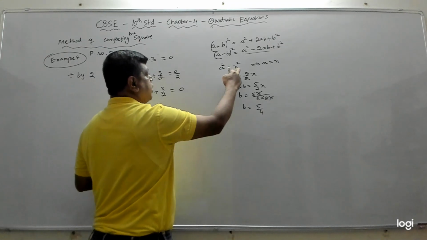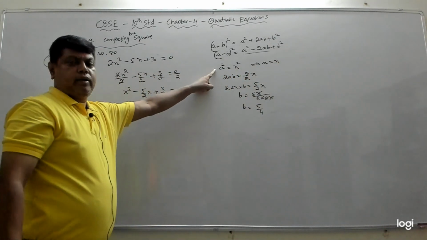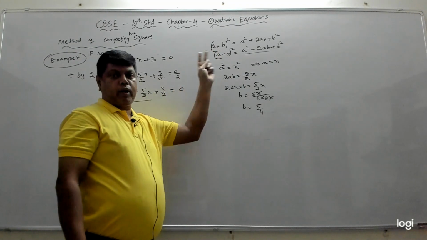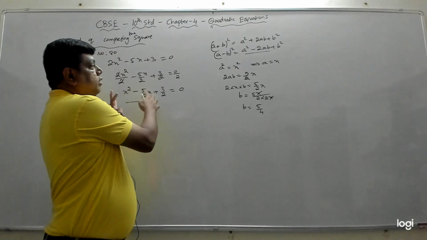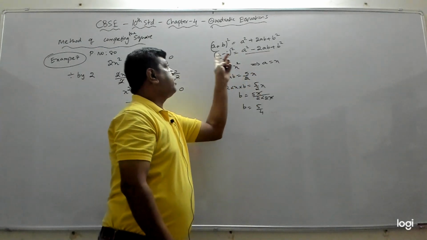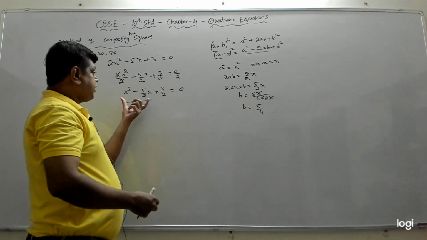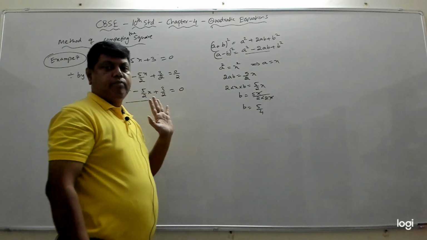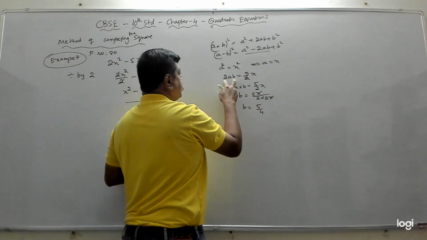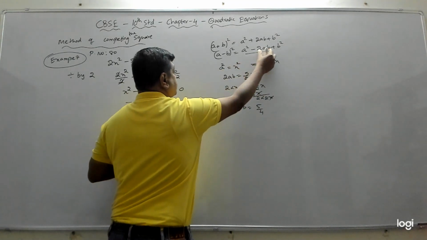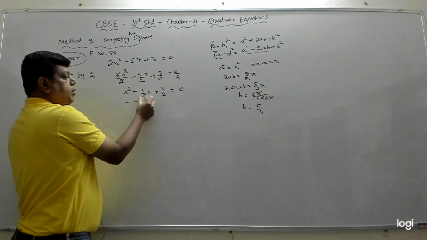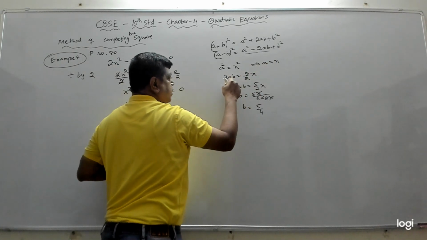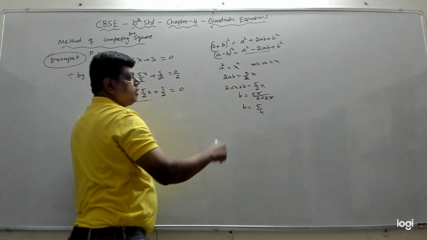When a square is equal to x square, my a will become x. Now I have found a. Next I should find b. Only if I find a and b can I write this as a minus b the whole square. So the first step is to take these two terms, compare them with these two terms, and find a and b. Now we have found a is x, and 2ab is 5 by 2x. Substitute a as x here, then solve and find b. B is 5 by 4.